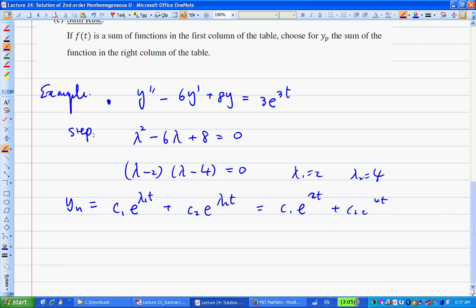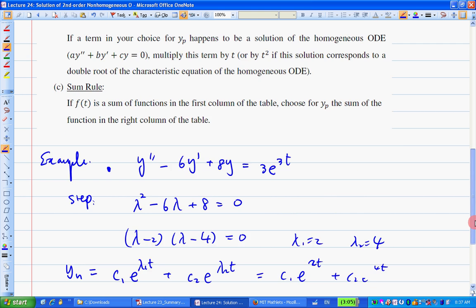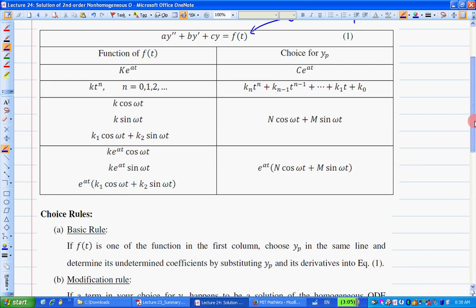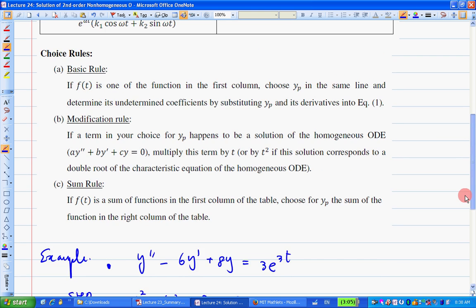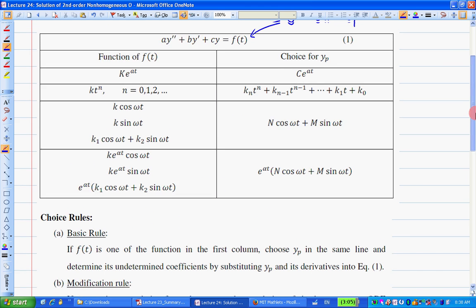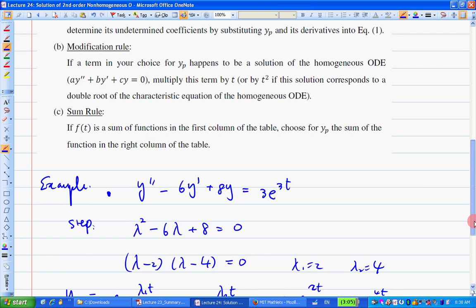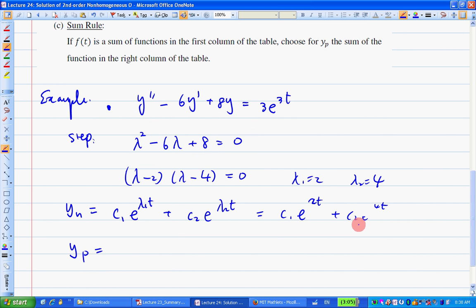So that's yh. Now we're looking for the yp. As we said, we follow those three rules. The basic rule, rule number 1, is we take a guess from this table, based on your input. Look at your input, 3e to the 3t. So basically our guess would be this form, with a constant C e to the 3t. But make sure that if I use C1, C2 here, you use a different constant from C1, C2. So your yp initial guess, I'll write it down here.